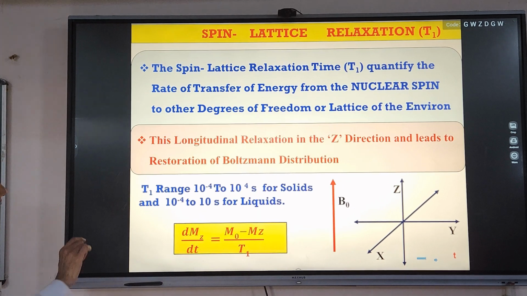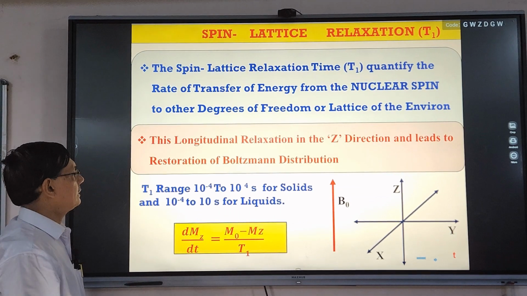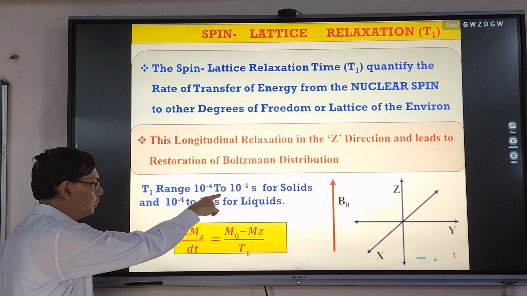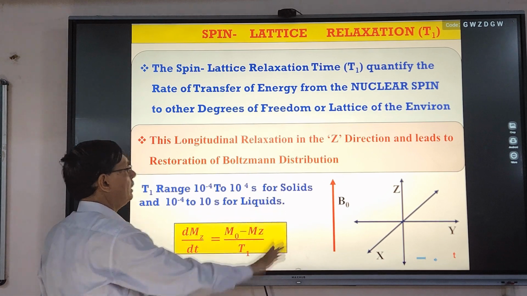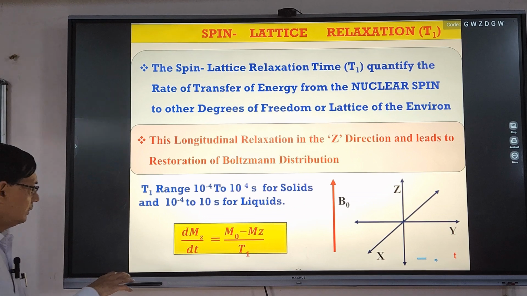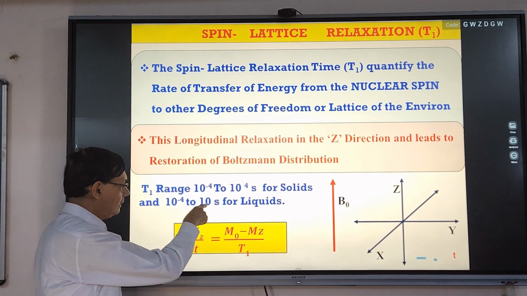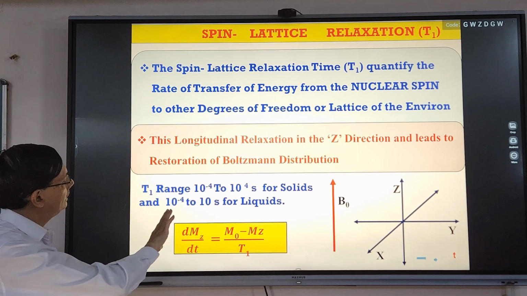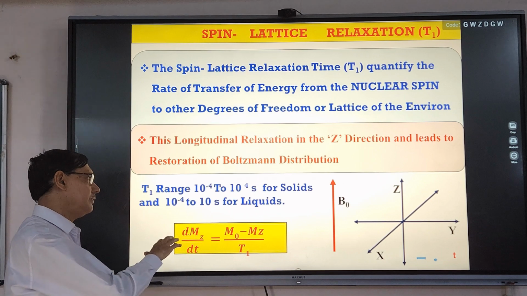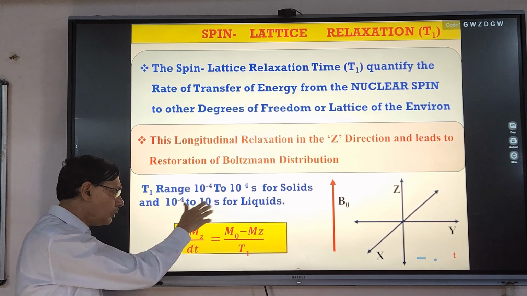And if you ask me what is the range of this longitudinal relaxation time, it is 10 to the power minus 4 to 10 to the power 4 seconds for solids. And for liquids, 10 to the power minus 4 to 10 to the power 10 seconds. Similarly, for transverse relaxation, sometimes for liquids, the value of T1 is almost equal to T2.